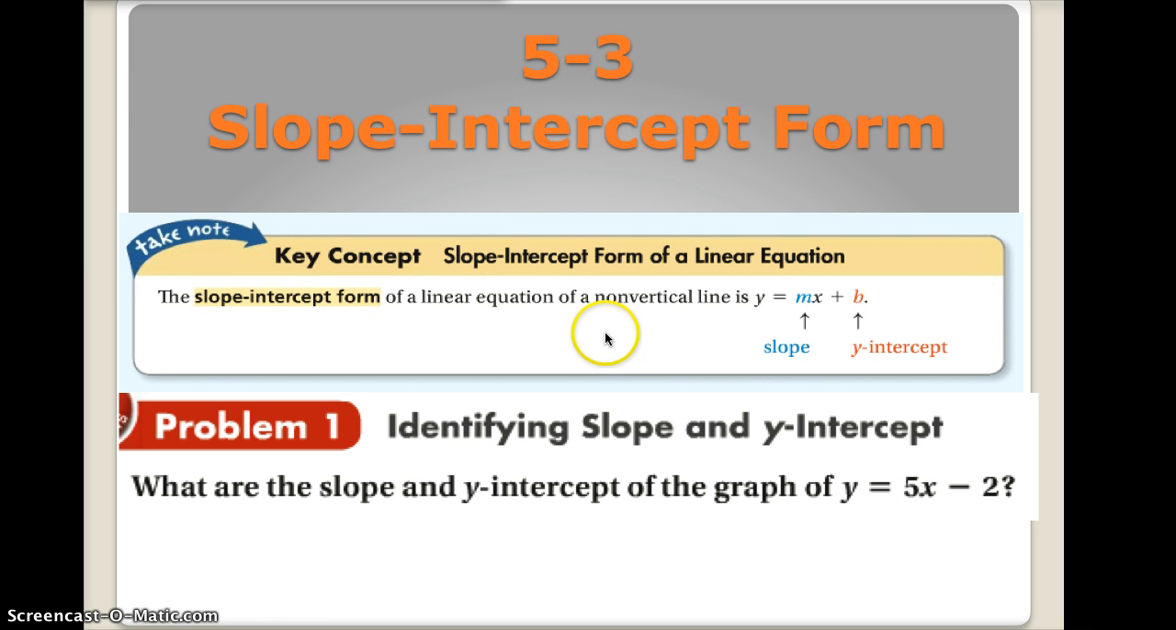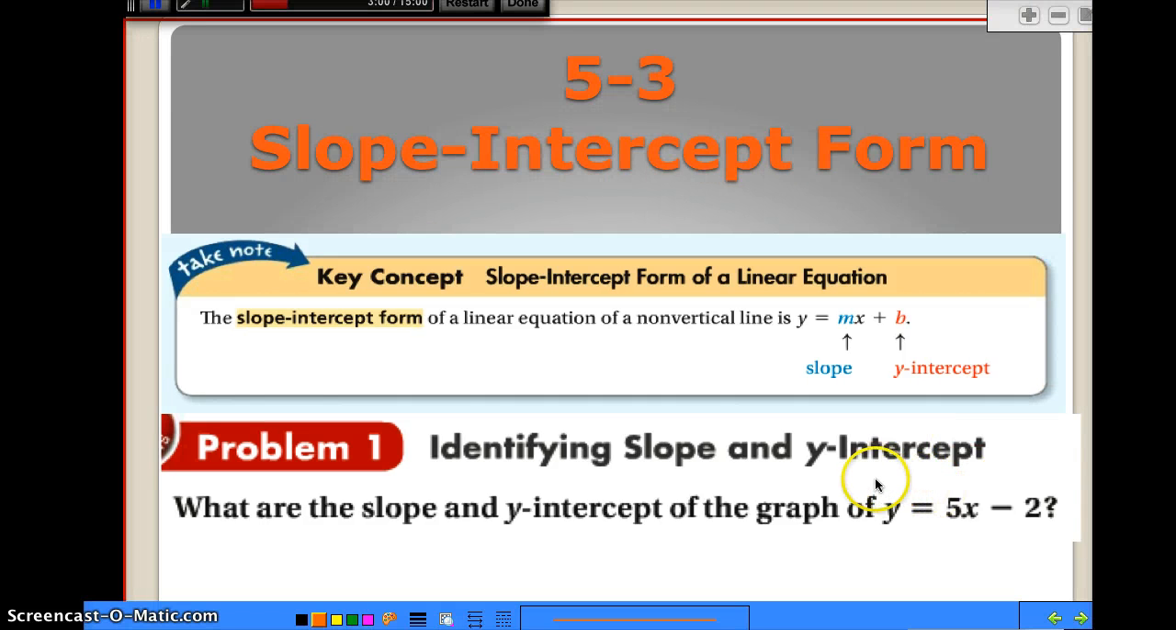Slope-intercept form of a linear equation is in the form of y is equal to mx plus b. M is your slope and b is your y-intercept. If they ask you to identify the slope and the y-intercept of a particular equation, make sure that the equation they give you is in the correct form of y equals mx plus b, slope-intercept form, before you pull out the m or the b.